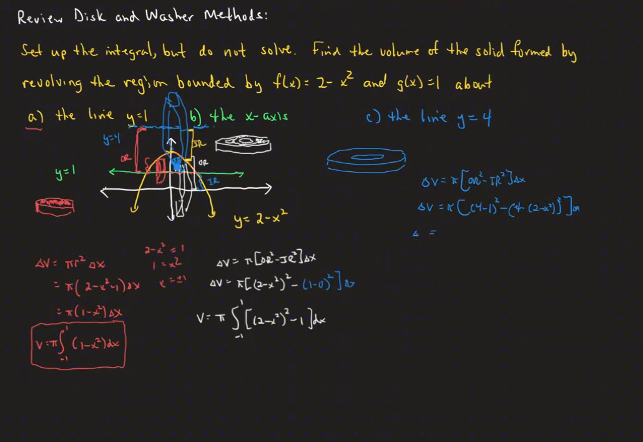So our delta volume is going to look like pi. The 4 minus 1 is 3. 3 squared is just 9. And now we're going to get minus, and then if we distribute that negative sign, 4 minus 2 is going to be 2. The minus negative is going to make that a plus x squared, squared, delta x, making our volume that integral from negative 1 to 1, pi times that integral, and we're going to get the 9 minus 2 plus x squared quantity squared dx.